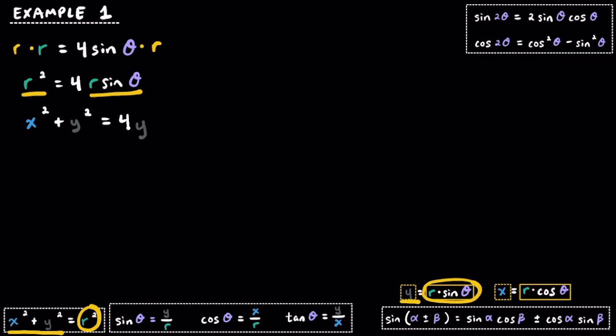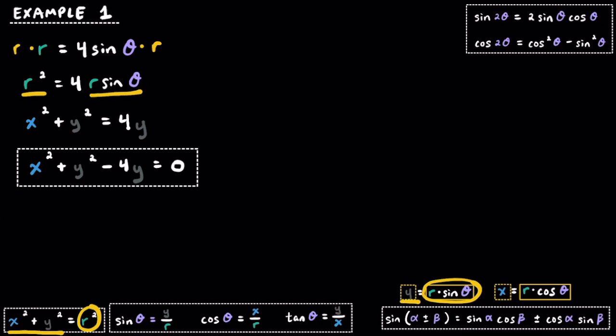Technically, this equation is in rectangular form since we don't have any r's or thetas anymore, we just have x's and y's. But rearranging this, we could write our solution this way as well: x squared plus y squared, and subtract the 4y from both sides, we can say minus 4 times y, and that's equal to 0. This would be the rectangular form of this polar equation.